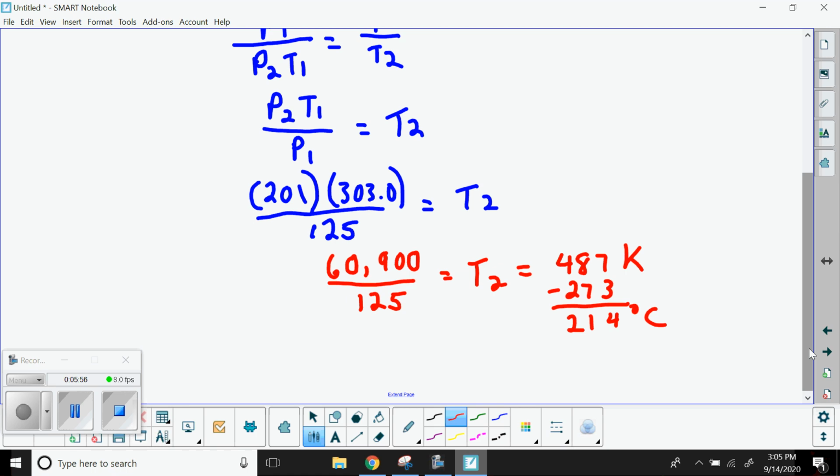Gay-Lussac's law. And I'm going to pause here so you can take some more notes on that, and then we'll go on to the combined law.